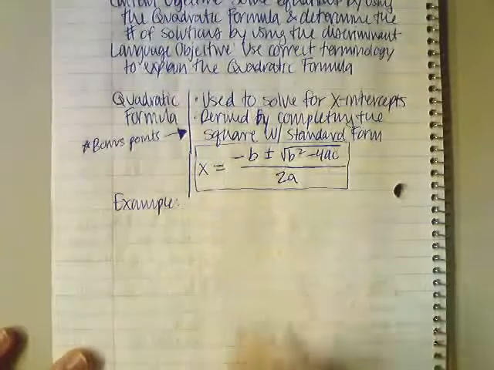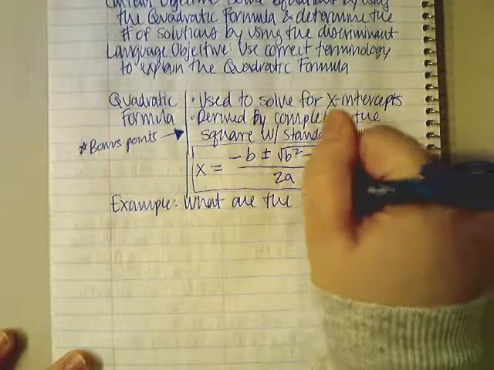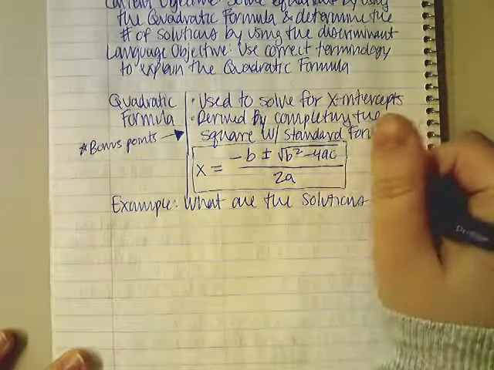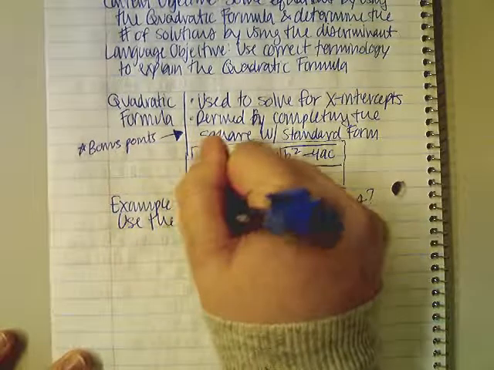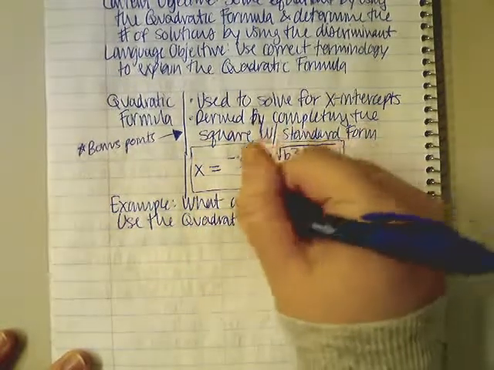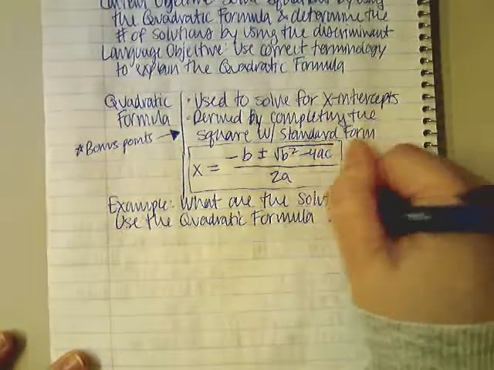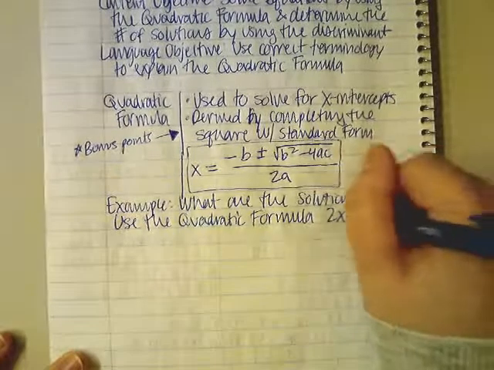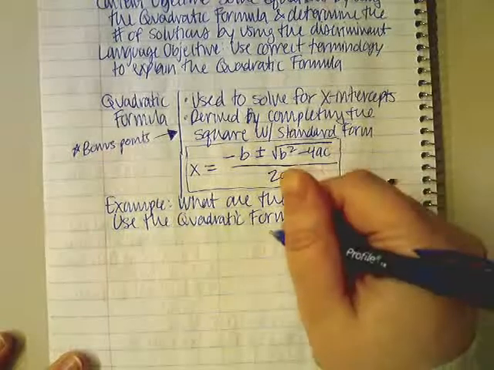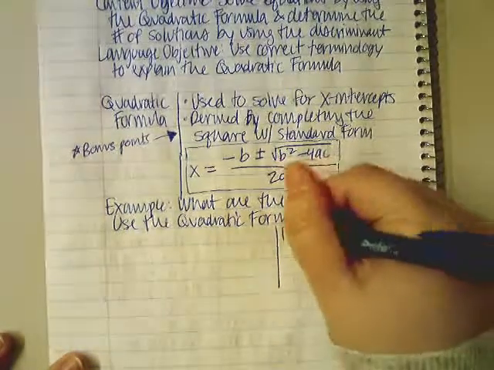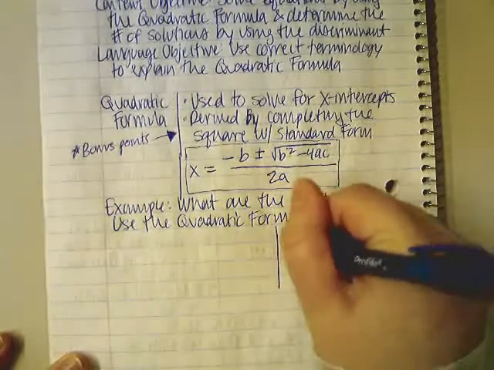For our first example, I want us to determine what are the solutions. And I want us to use the quadratic formula. So we could solve these out by completing the square. But we're going to practice using quadratic formula. So we have 2x squared minus x equals 4. So first, step 1, we're going to rearrange into standard form.